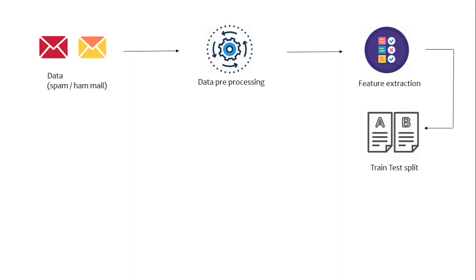Okay, so the next step is the train test split. We will split the data set into train data and test data. The model will be trained on the train data and it will be evaluated on the test data. So we will feed this training data into our support vector machine model, and the model gets trained based on this data. As you can see, I have given a schematic representation of the SVM model.